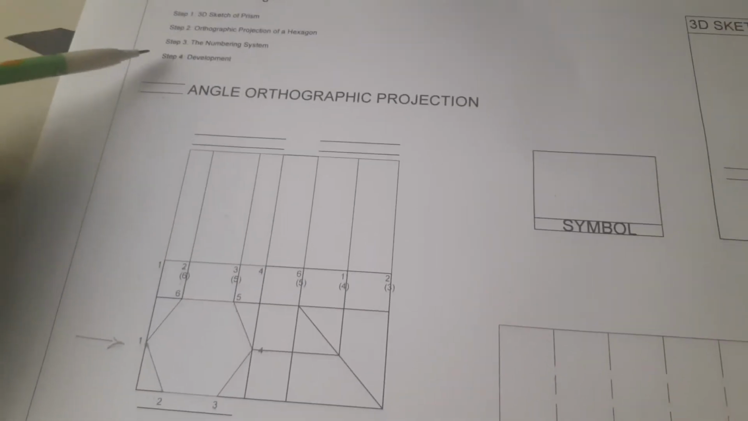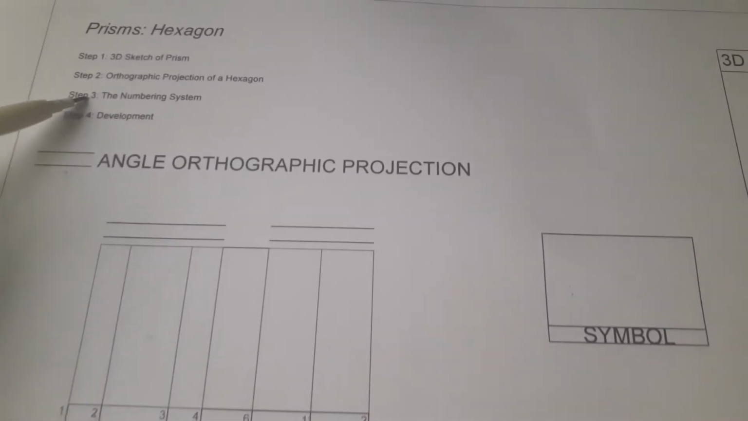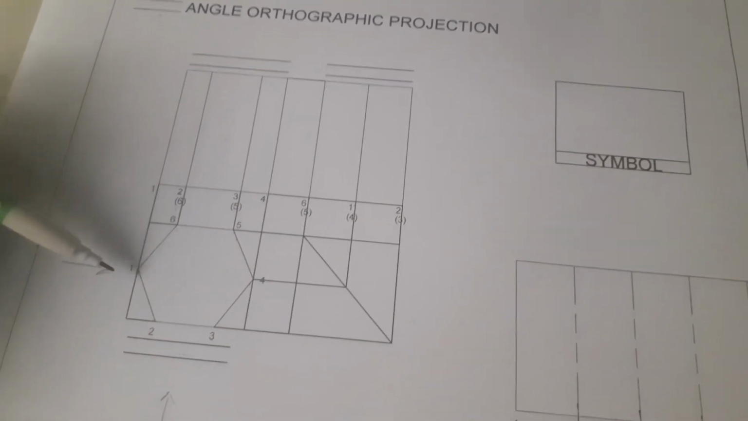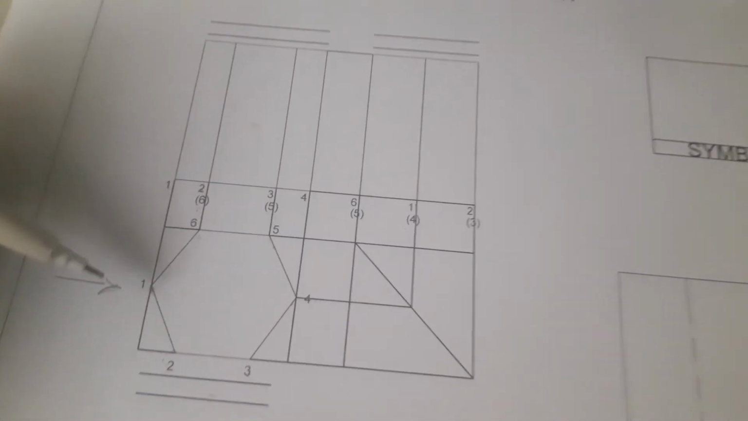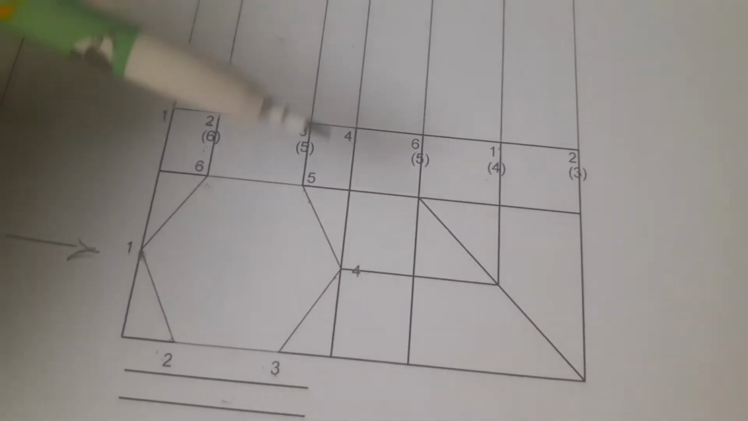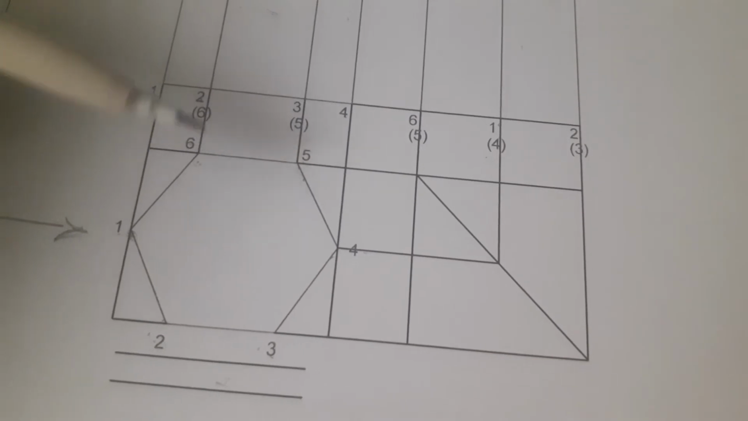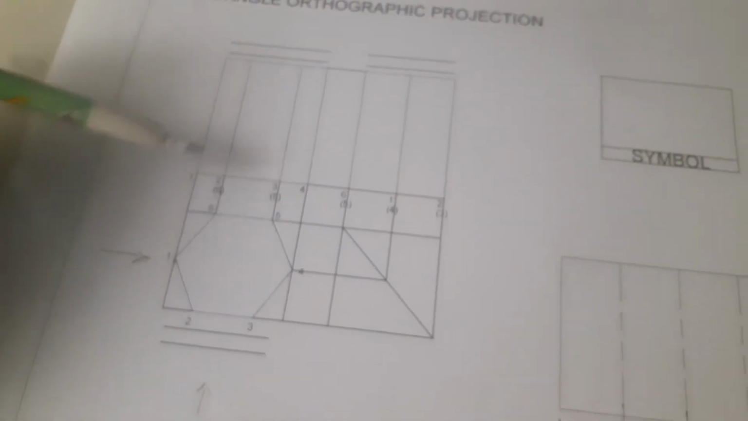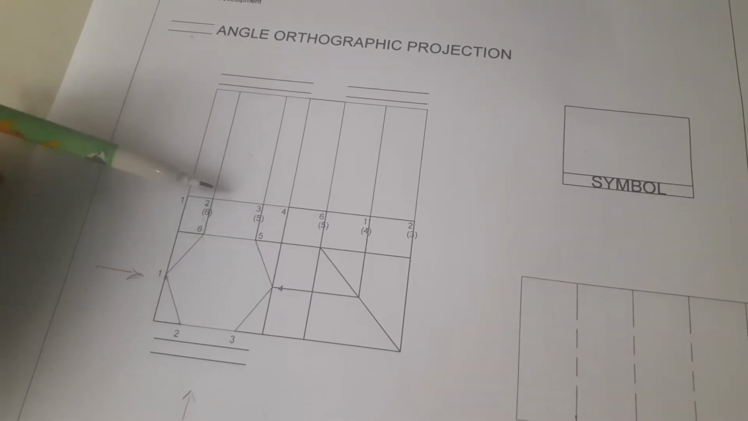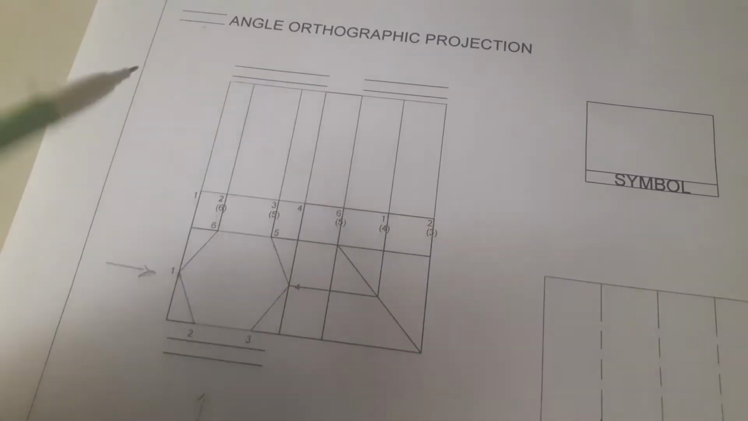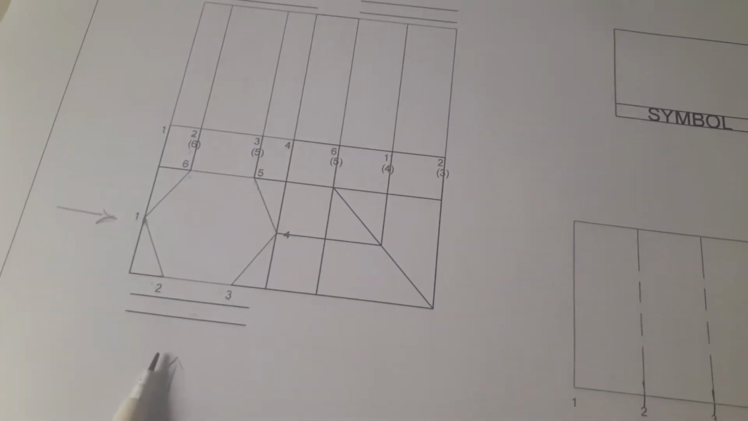Now, step 3 is the numbering system. So first you go on the plan and plot numbers. Plot numbers, they can go either way. So I could have started 1, 2, 3. It doesn't really matter, okay, which way you go. Now, the numbers from where you see them from here, you're going to plot them for the front view.